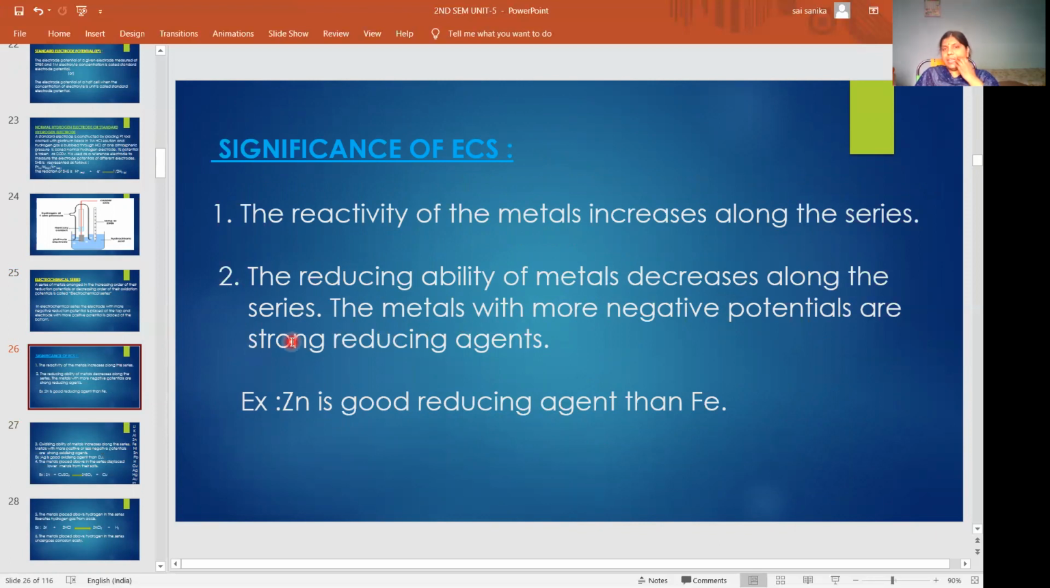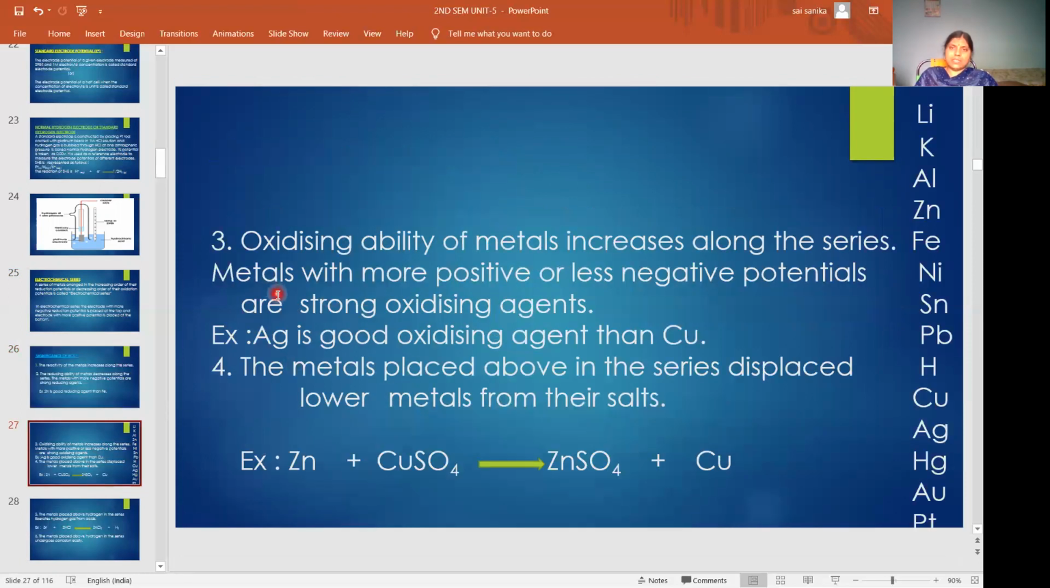So what is then happening? Reducing ability decreases along the series. Whichever metal has more negative reduction potential will act as a strong reducing agent. Strong reducing agents mean they undergo oxidation easily. So zinc is a better reducing agent than iron. Similarly, oxidizing ability increases along the series. Metals with more positive or less negative potentials act as strong oxidizing agents. That means they undergo reduction easily. So Ag is a better oxidizing agent than copper.